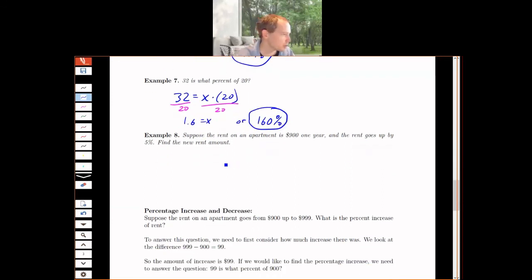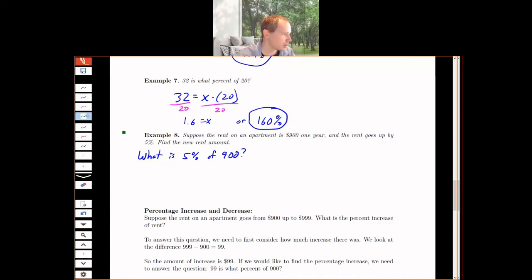All right, so let's go ahead and try this now. Suppose the rent on an apartment is $900 a year, and the rent goes up by 5%. Find the new rent amount, right? So the rent increased by 5%, so I want to know how much it went up. So let's say, what I want to know is, what is 5% of 900, right? That's kind of like the first part of my question, okay?